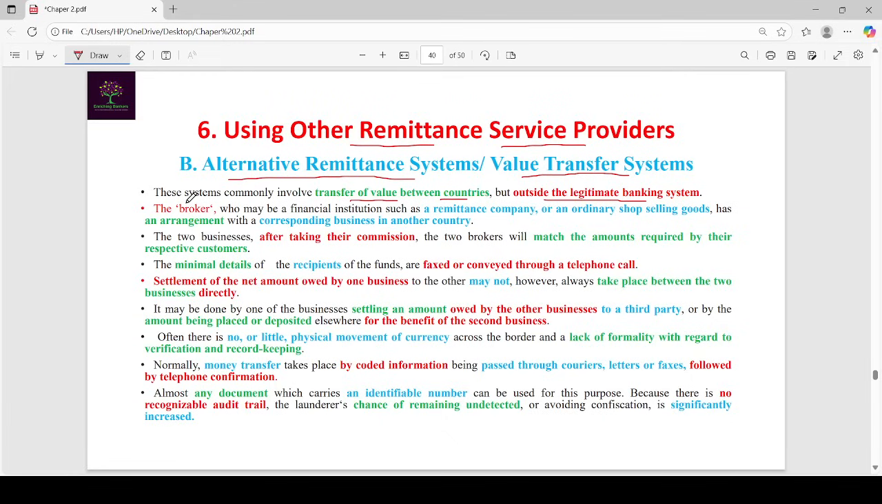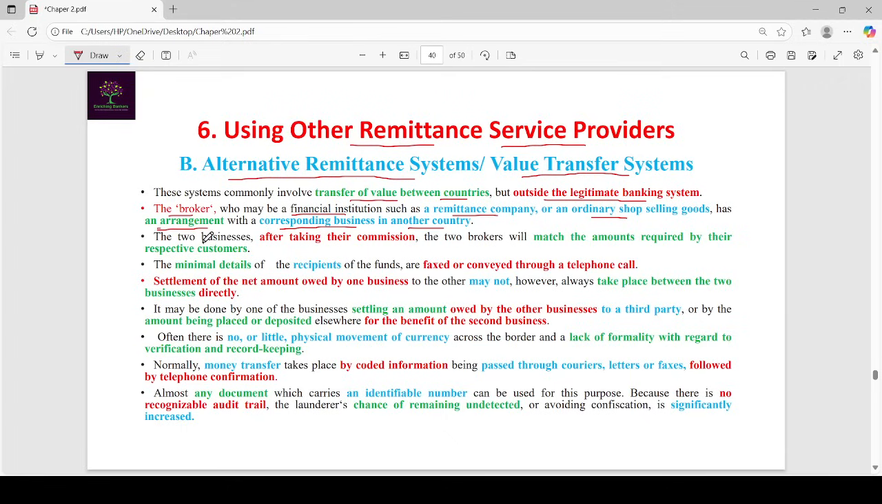So in this system, brokers are involved. The broker may be a financial institution, or a remittance company, or an ordinary shop which sells goods. So here this broker has an arrangement with a corresponding business in another country. So this broker has an arrangement with another broker in another country.